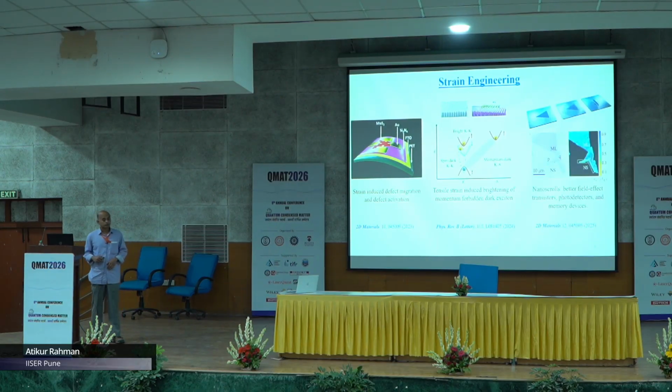Another simple way to apply strain is to roll these monolayers. Here we showed that by rolling these monolayers, you can again tune their optoelectronic properties, and they can serve as better field effect transistors and photodetectors, and their mobility also improves.